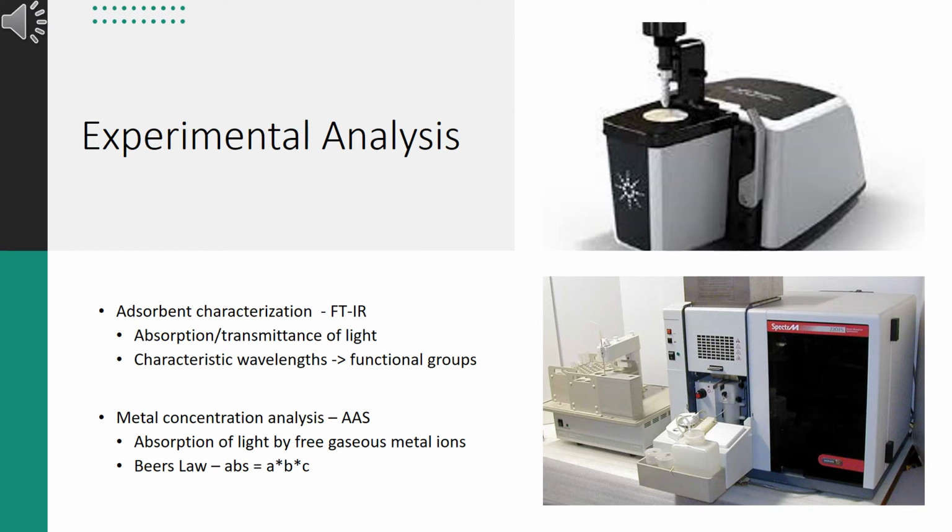There were two main analytical methods used throughout this project. FTIR, or Fourier transform infrared spectroscopy, was used to identify functional groups on our adsorbents, and this was based on the absorbance or transmittance of infrared light at characteristic wavelengths, which then gave information about functional groups present. The concentration of metals before and after adsorption was analysed using atomic absorption spectroscopy, which looks at the absorption of light by free gaseous metal ions according to Beer's law, which gave a linear relationship between absorbance and concentration values.